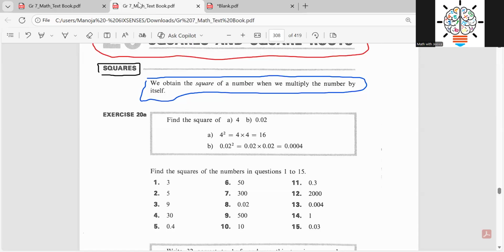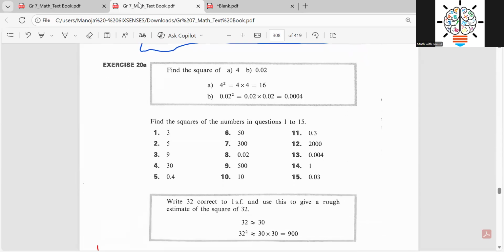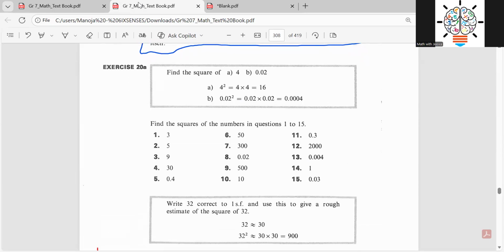For example, in question number 13, you have 0.004. You have 3 decimal places. We know in the answer there should be 6 decimal places. 4 times 4, 16, and you write 16 with 6 decimal places. So that is how it works. Right, then we will move to the next thing, that you write down this question, right?